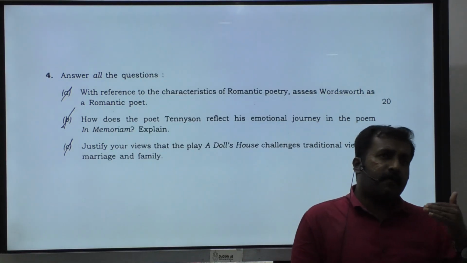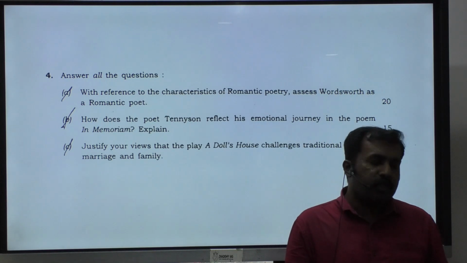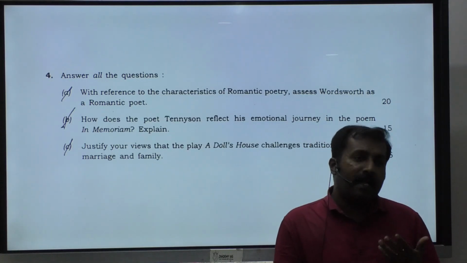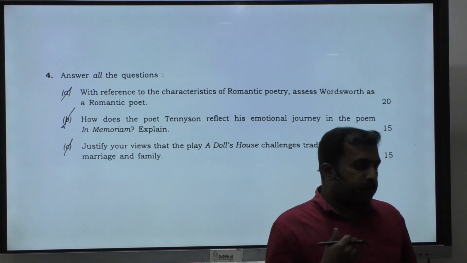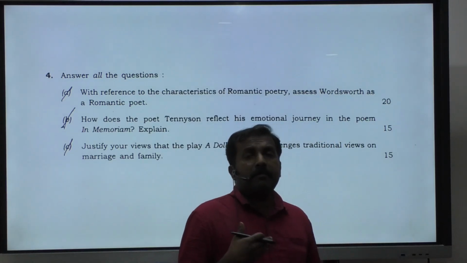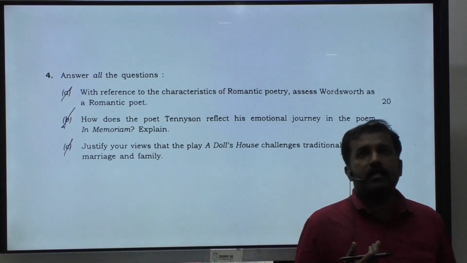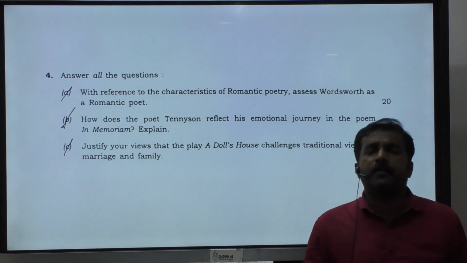So what are the characteristic features of romantic poetry? That means love of nature, emotion over reason. All these concepts we can give: common life and language, individualism and subjectivity, mystery and supernatural, meditative tone, then reflections of emotion, childhood memory. All these are the important features of romantic poetry.